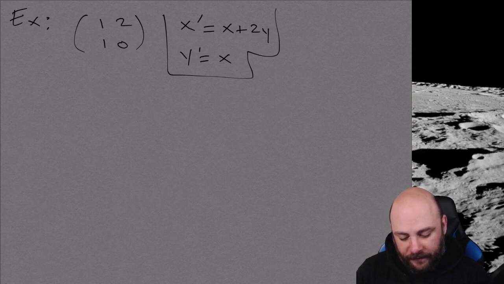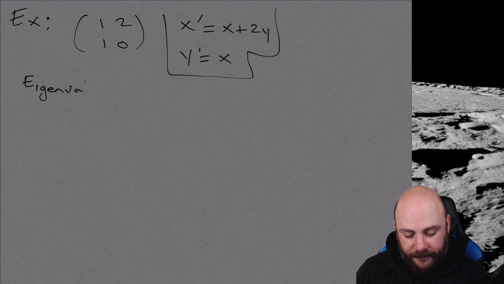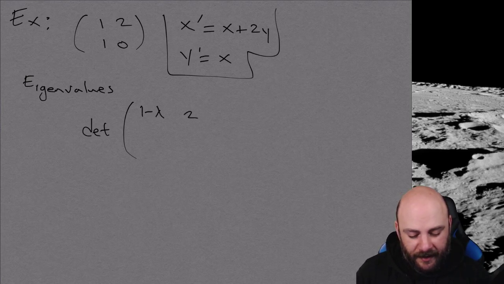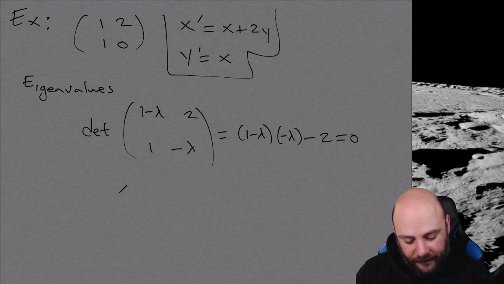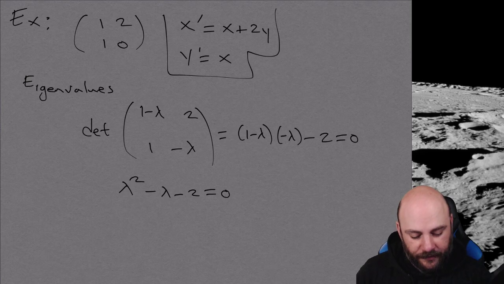If I want to find those lambdas, my eigenvalues, I'm looking at the determinant of this coefficient matrix with lambda subtracted from all my diagonal elements. The determinant gives me (1 minus lambda) times (negative lambda) minus 1 times 2, and all that equals 0. I blow that out and I get lambda squared minus lambda minus 2, and that should equal 0.